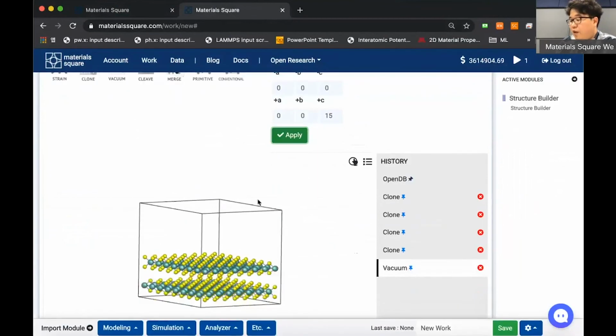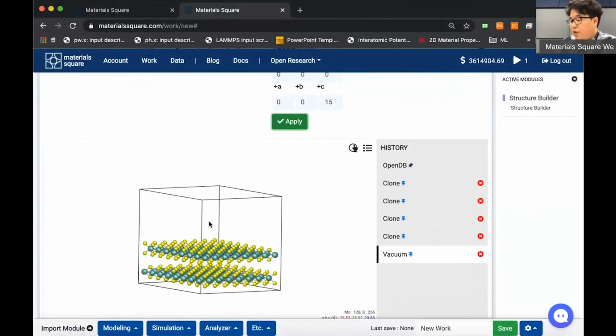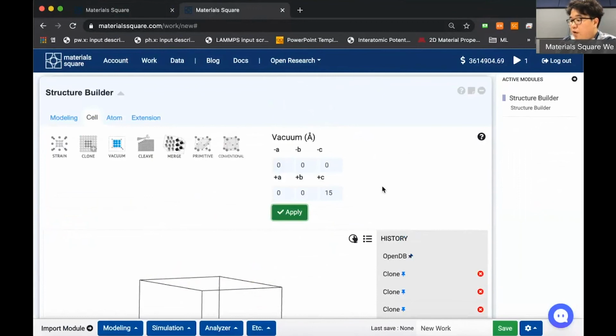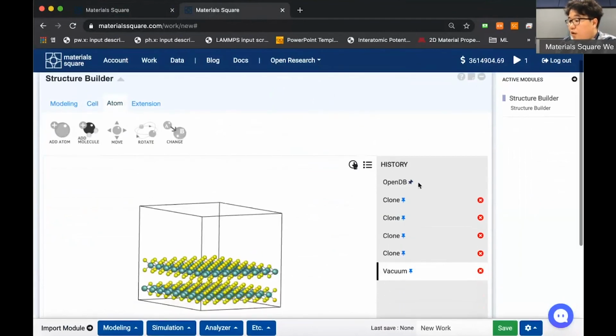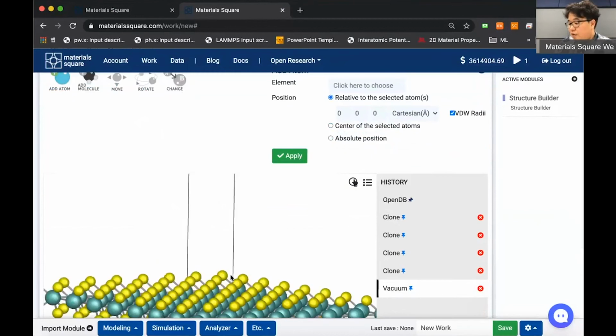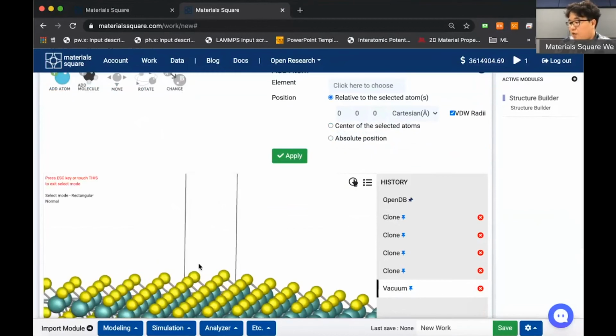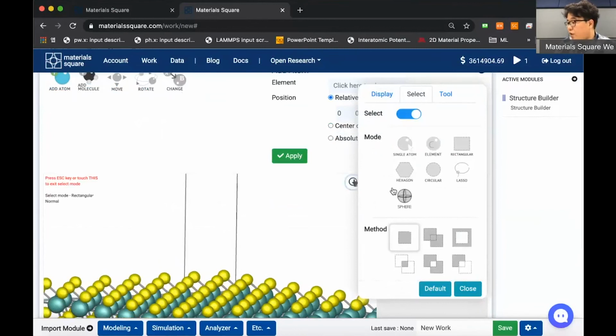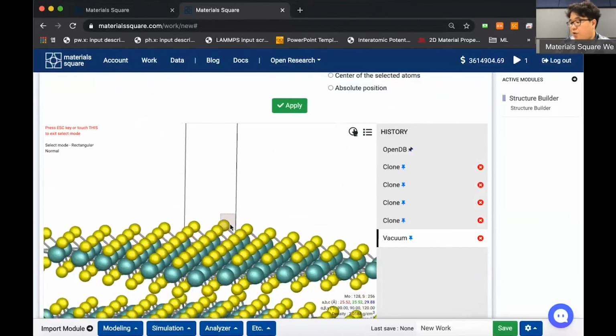So finally, you can put some vacuum in your system, right? It can also be done using the atom section. In here, if you want to add an atom, add a molecule, move atoms, rotate atoms, or change atoms, right? So I try adding atoms, all right? I'm going to change this atom. The mode should be select mode for the module to be changed, and press S for select mode. Okay, this is select mode. Keyboard S, you press S.